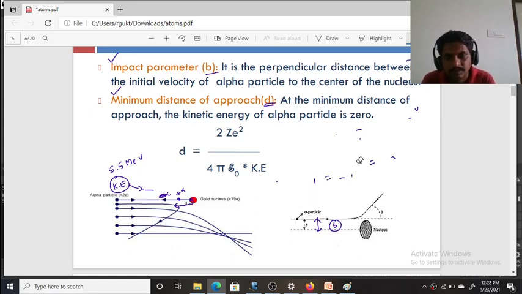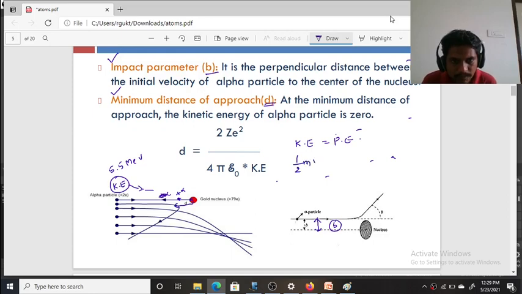At a particular distance they balance actually. At this distance, kinetic energy becomes zero and it is totally converted into potential energy. I'll write an expression here for the minimum distance of approach. What is the kinetic energy expression?